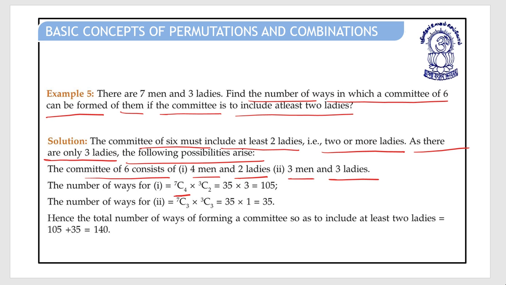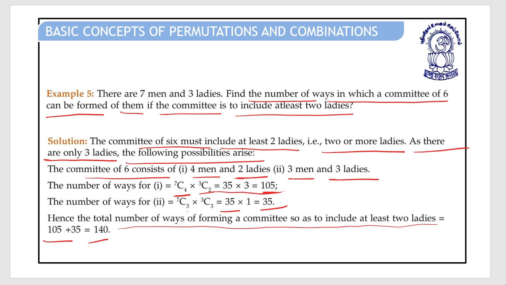So 7C4: out of 7, 4 men selected, and out of 3, 2 ladies selected, so 3C2. Both are independent, so multiplication: 7C4 into 3C2. So 35 into 3 is equal to 105. The number of ways for 3 men and 3 ladies is 7C3 into 3C3, out of 3, 3 selected. So 35 into 1 is equal to 35. Hence the total number of ways of forming a committee to include at least 2 ladies is 105 plus 35, which is equal to 140.